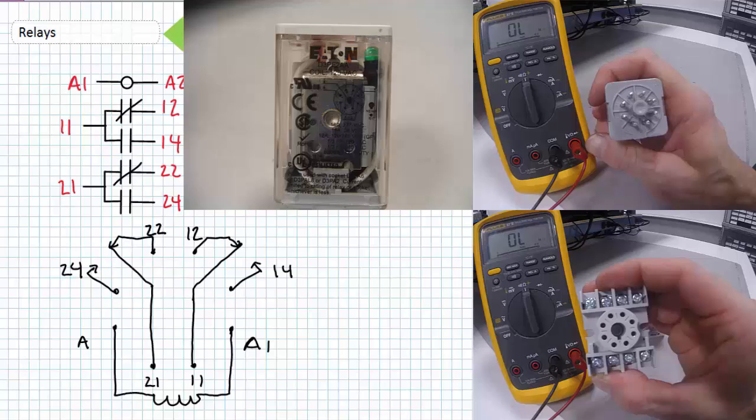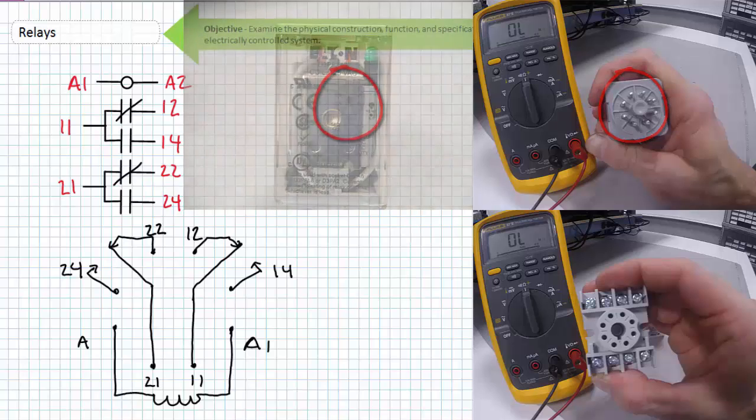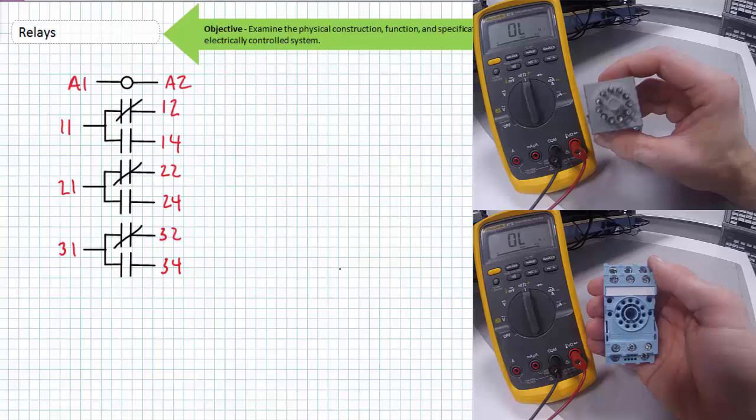Keep in mind we're looking at the base, not the bottom of the relay. If you look at the bottom of the relay, you've got to do a 180-degree switch on the vertical axis of the key. Other configurations exist.